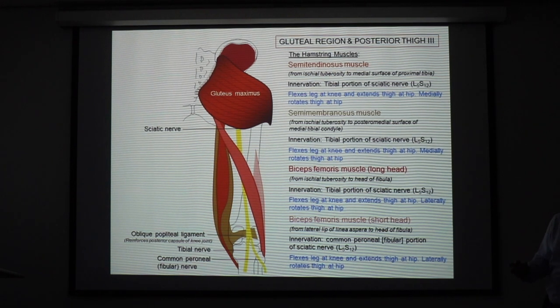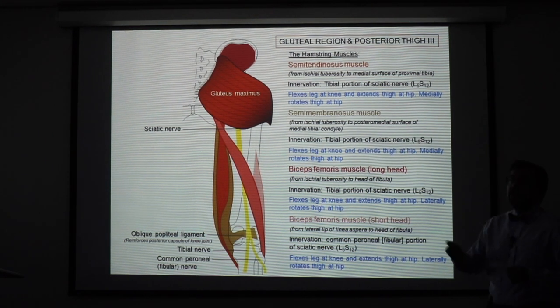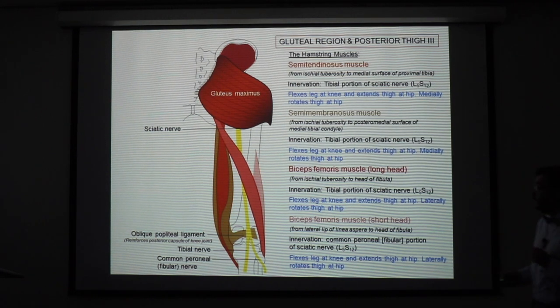rupture of one of these hamstring muscles, or pain over the ischial tuberosity. So if you see people who are playing sports like soccer or something, where they are standing and then they suddenly have to run, and in that case they suddenly feel a pain on the back of their thigh, that could be because of the avulsion of the hamstring muscles.